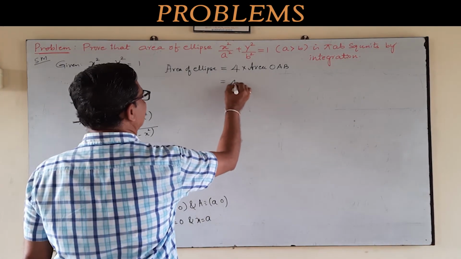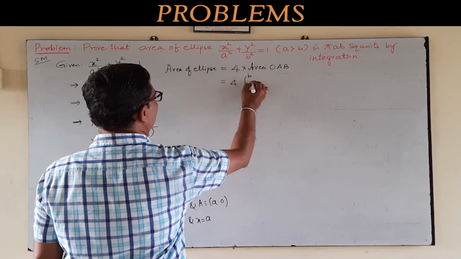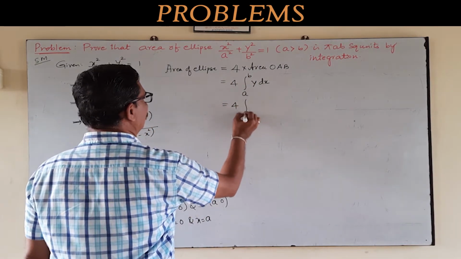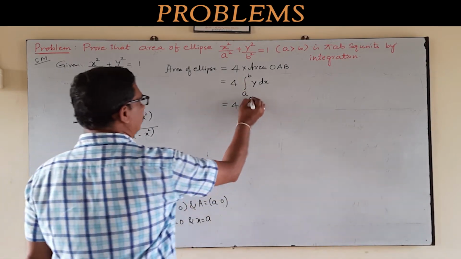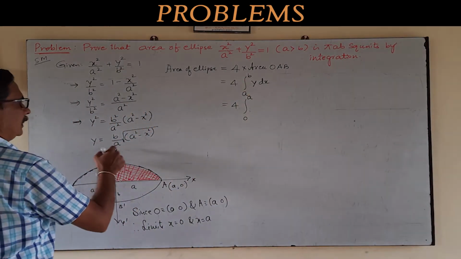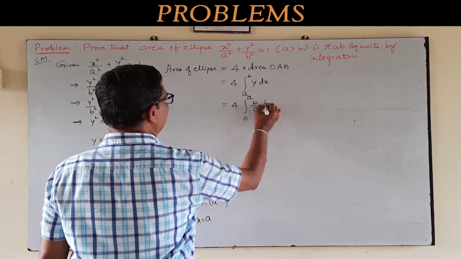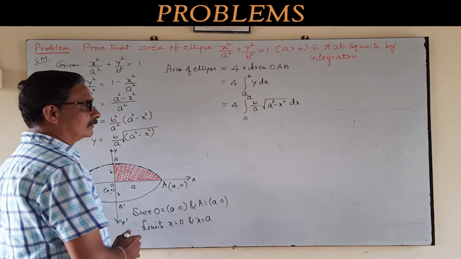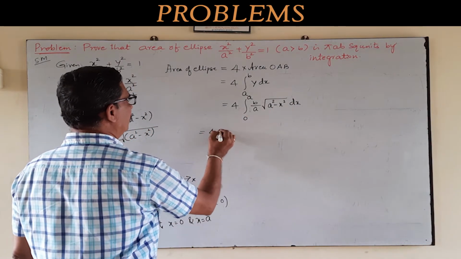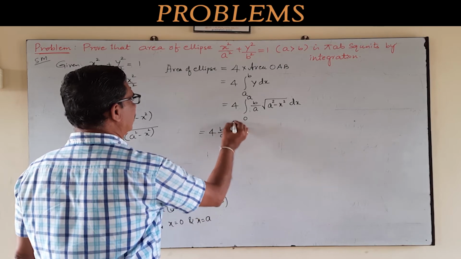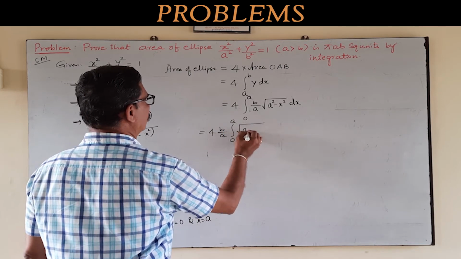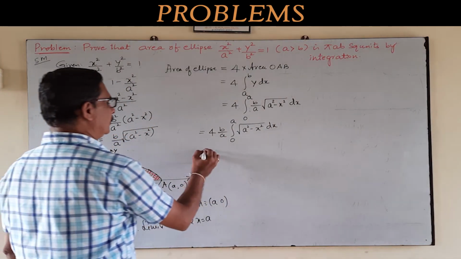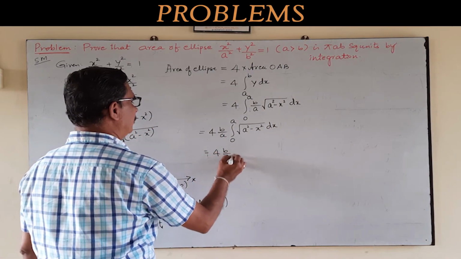Now that equals 4 into the area formula, integral from a to b of y dx, right? The lower limit is 0, the upper limit is a. Y dx, what is the y value? b upon a into under root of a square minus x square with respect to x, right? Now simplify. 4 b by a constant into integral from 0 to a under root of a square minus x square with respect to x. Now that equals 4 times b by a.